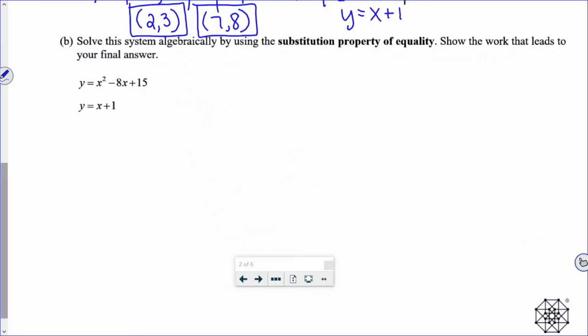Solve the system algebraically by using the substitution property of equality. Show the work that leads to your final answer.